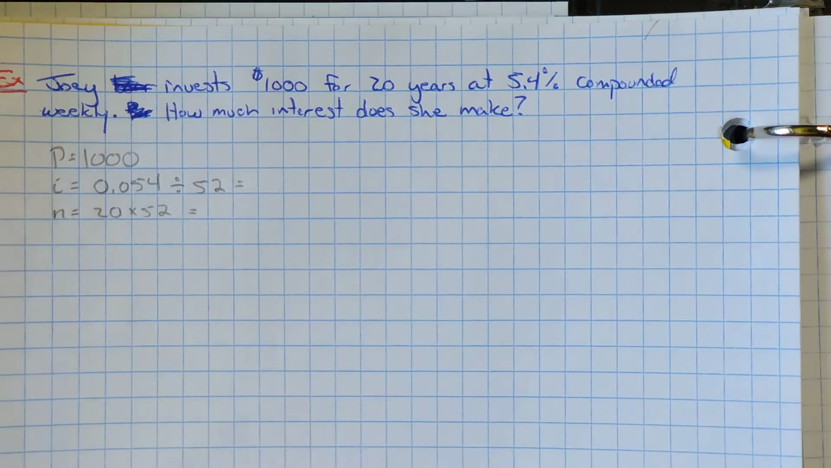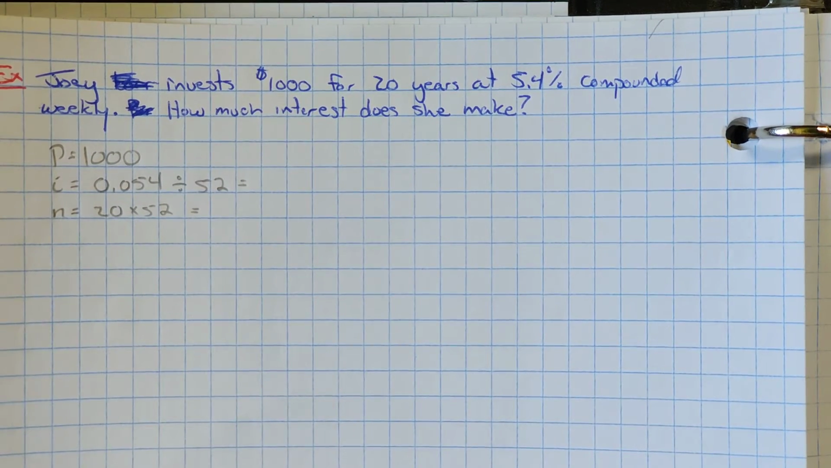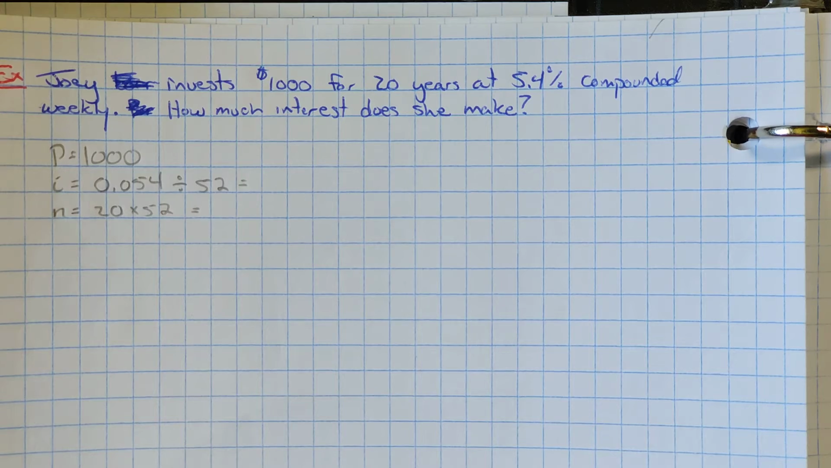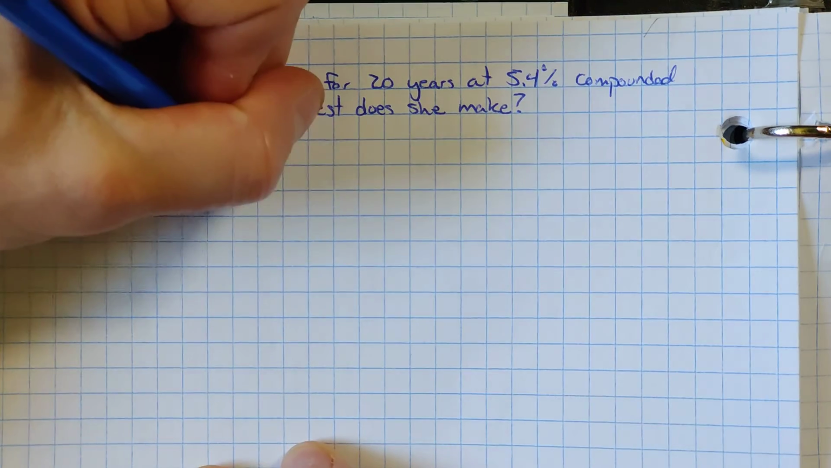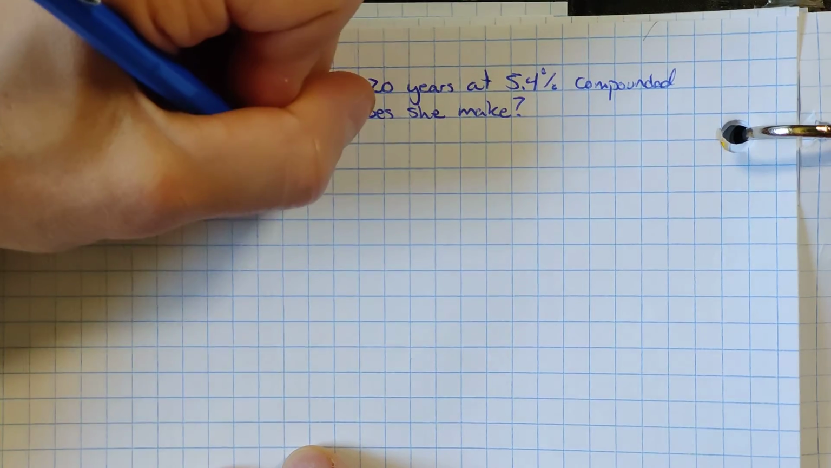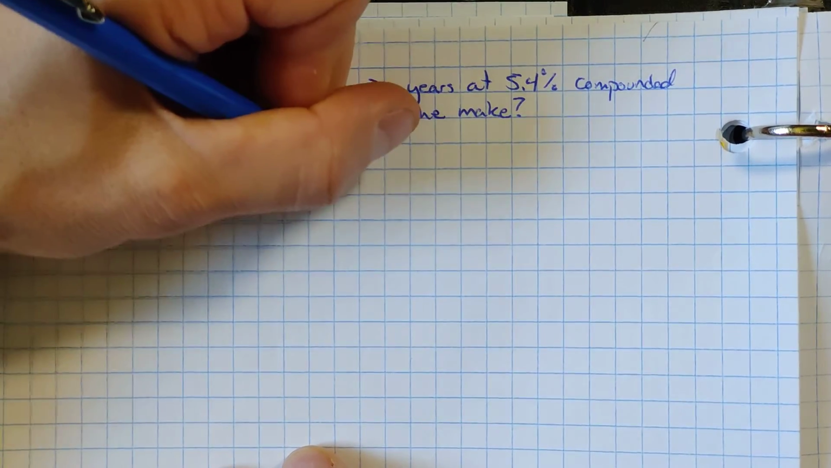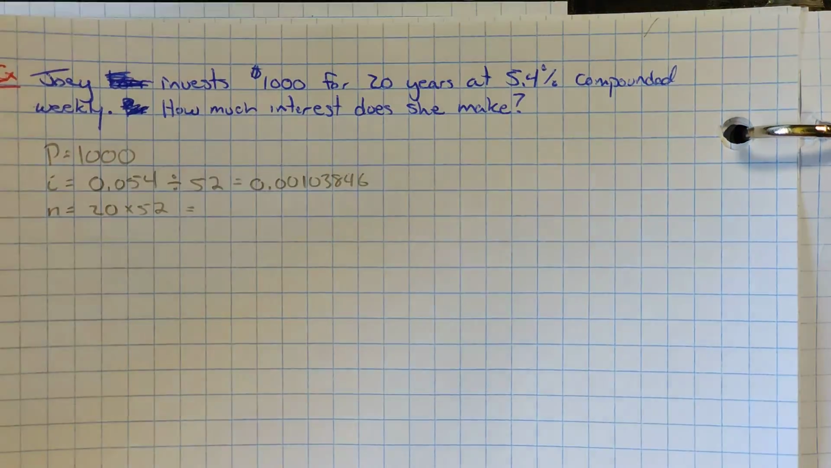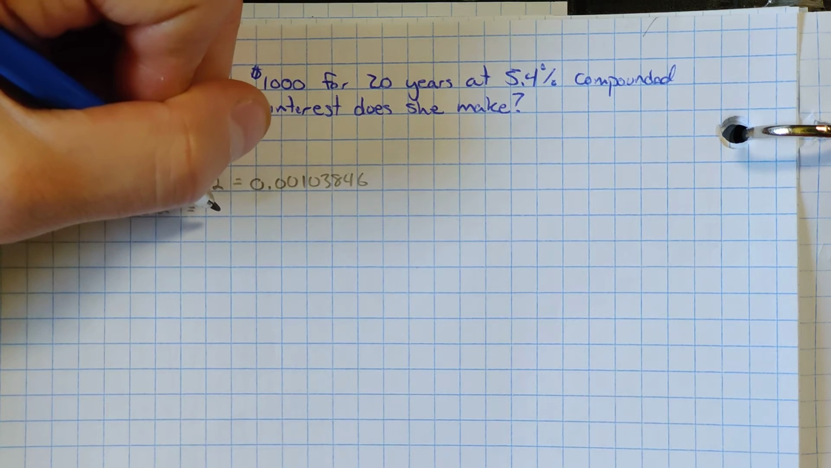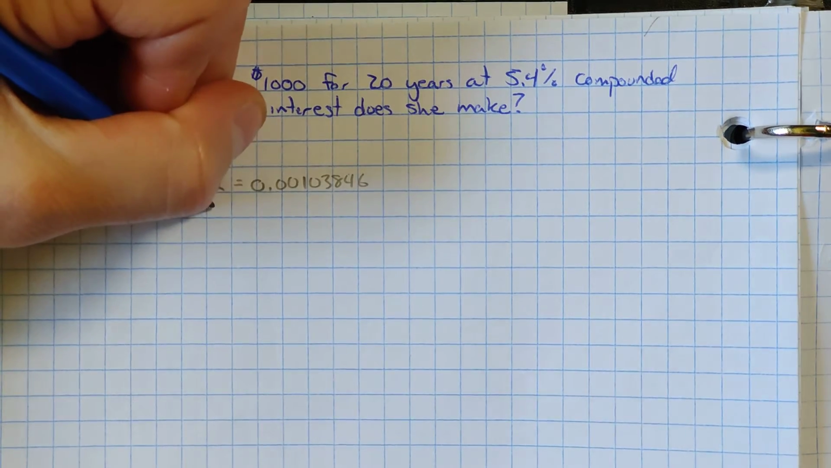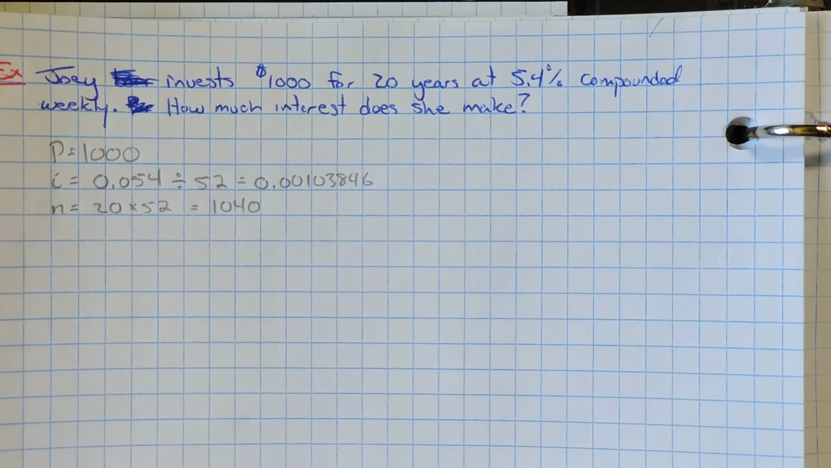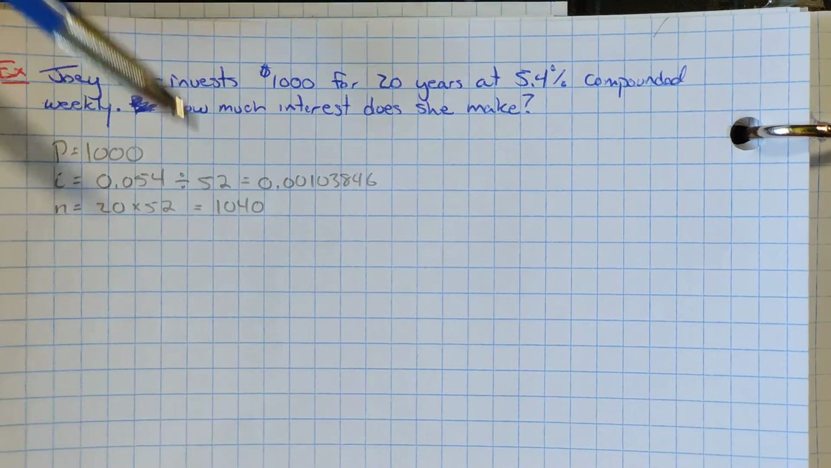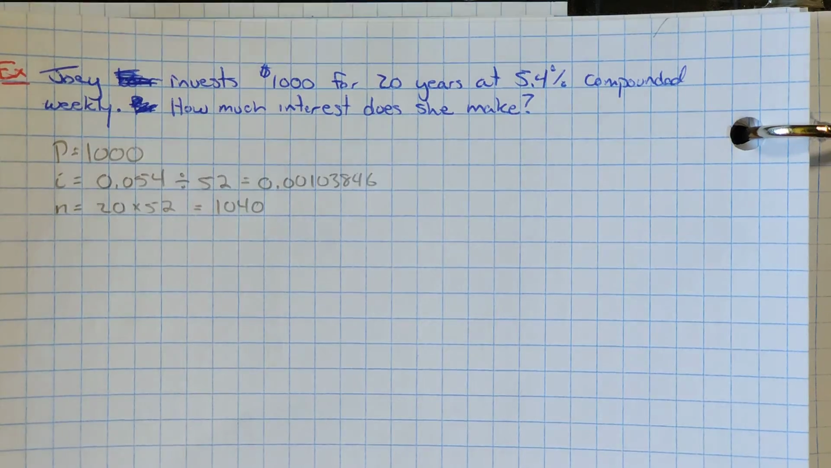So we're going to hit some big and small numbers here. 0.054 divided by 52 is 0.00103846. I'm putting a whole bunch of decimals there. Why? Because it's going to make a big difference. 20 times 52 is 1,040. Why is it going to make a big difference with all these decimals? Look how many times it's happening. This is happening over and over, 1,040 times. It's happening lots, so one little decimal could make a big difference.